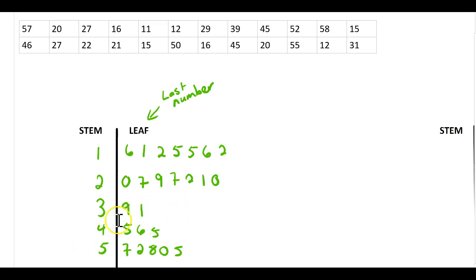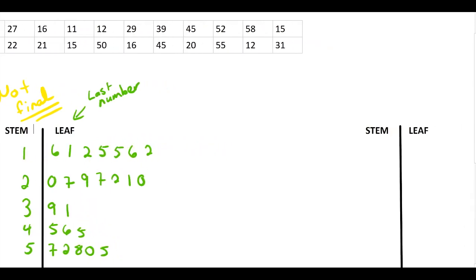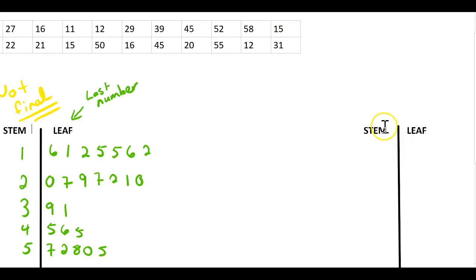So at this point we have a preliminary stem and leaf plot. I'm going to make a note that this is not my final one. I have to put these leaves in order. It's just a way of helping me get things organized. So I'm going to come over here to this final plot, and I'm still going to have the same stems, 1, 2, 3, 4, and 5. And then I'm going to put the leaves in order from least to greatest.